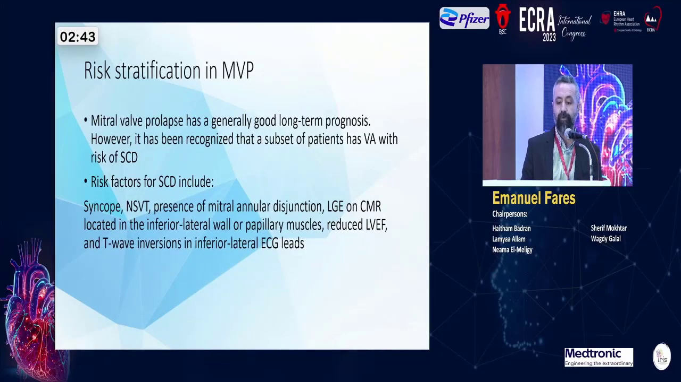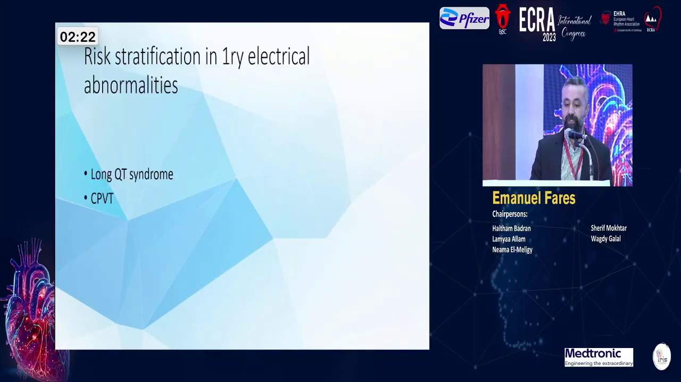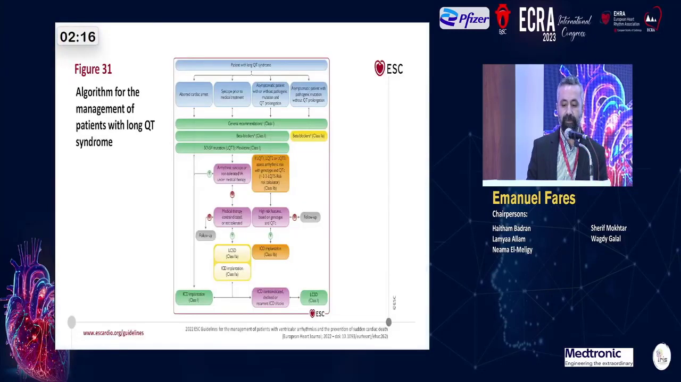Mitral valve prolapse generally has a good long-term prognosis. However, there is a subset of patients who are at risk of ventricular arrhythmia and sudden cardiac death. The risk factors are syncope, non-sustained VT, presence of mitral annular disjunction, late gadolinium enhancement, reduced ejection fraction, and T-wave inversions in the infralateral ECG leads. I will talk about 2 primary electrical abnormalities, long QT syndrome and CPVT.